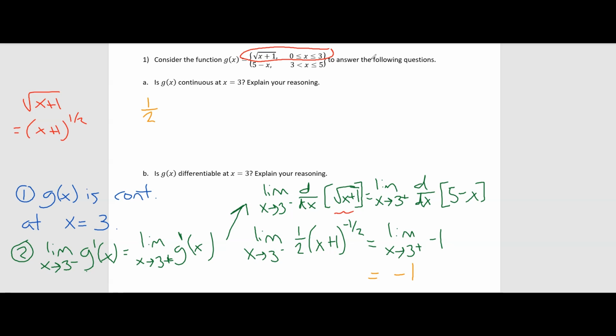Remember, 1/2 times the quantity x plus 1 to the power of negative 1/2. We can rewrite that as 1 over 2 times the square root of x plus 1. Again, pause the video if you're not sure how I converted the negative exponent to a radical in this case. And then it's pretty easy if we substitute in 3 here. That's going to give us 1 over 2 times the square root of 4, which is 1 over 4.